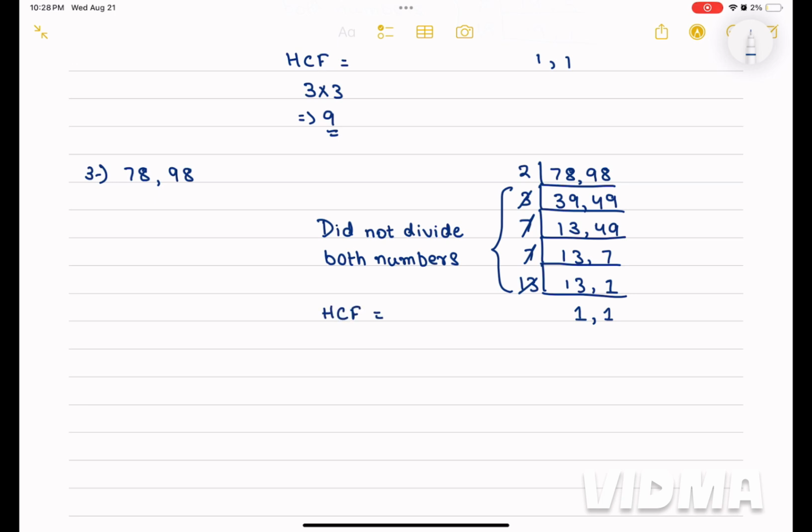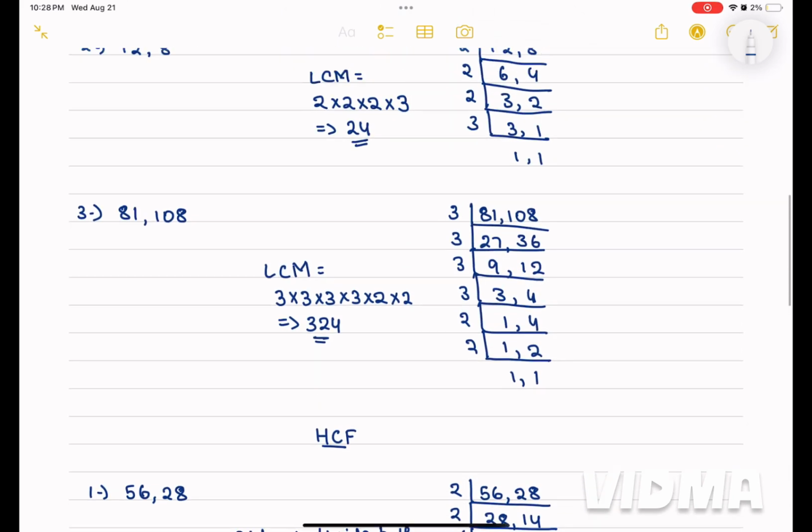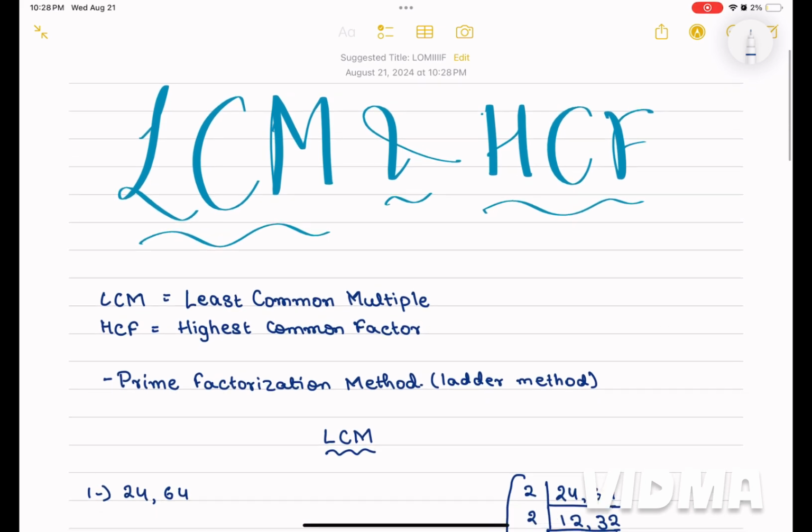That's all about it. There you go, we state it. Make sure all your statements are neat and clear. And that's all about LCM and HCF today.